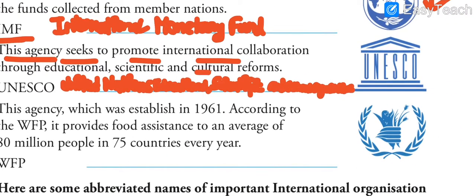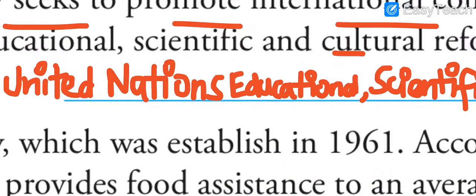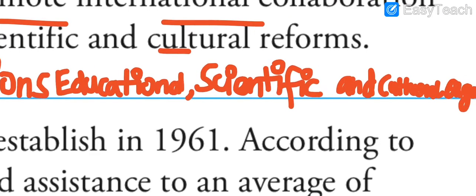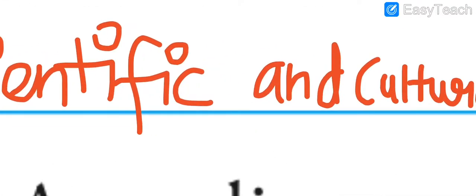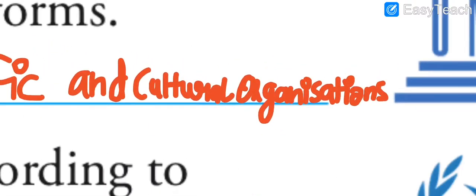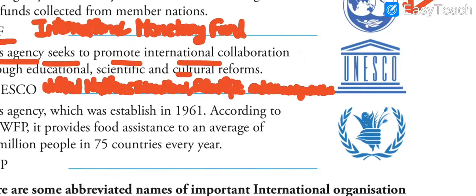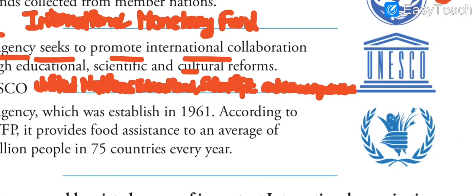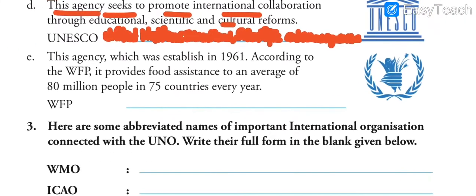I'll repeat if it's not clear, I'll just zoom and show it to you. United Nations Educational, Scientific and Cultural Organization. So I'll just repeat once. UNESCO stands for United Nations Educational, Scientific and Cultural Organization. You can see the logo here. It's written also UNESCO.